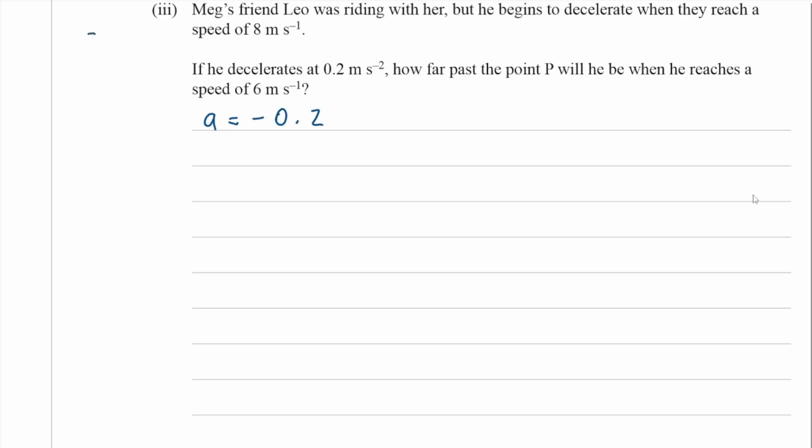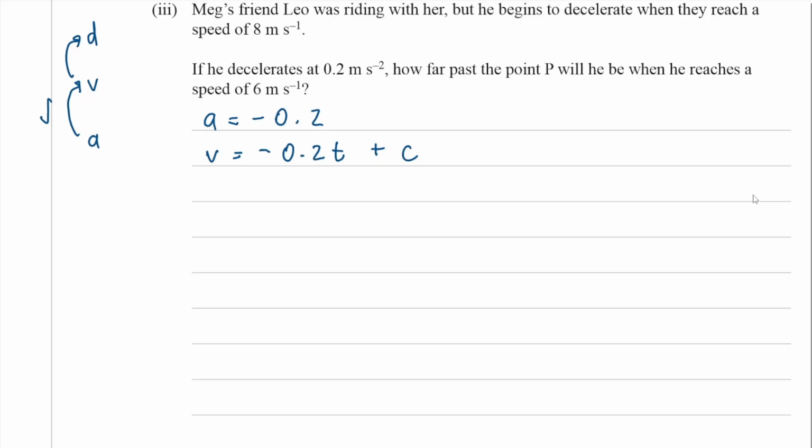Right, so we're given acceleration, so we can anti-differentiate to get velocity. Cool. Just a reminder, the question is asking for a distance, so we're going to want to get our distance equation for Leo eventually. So anti-differentiating to get velocity would give us minus 0.2 t plus c. Right, don't forget the plus c.